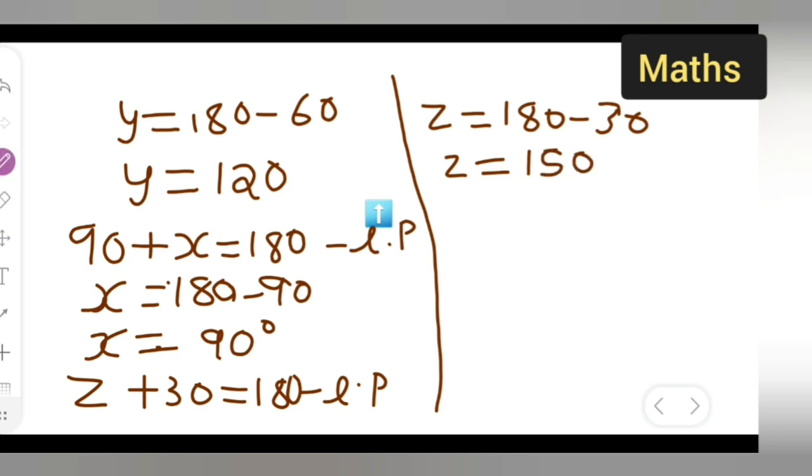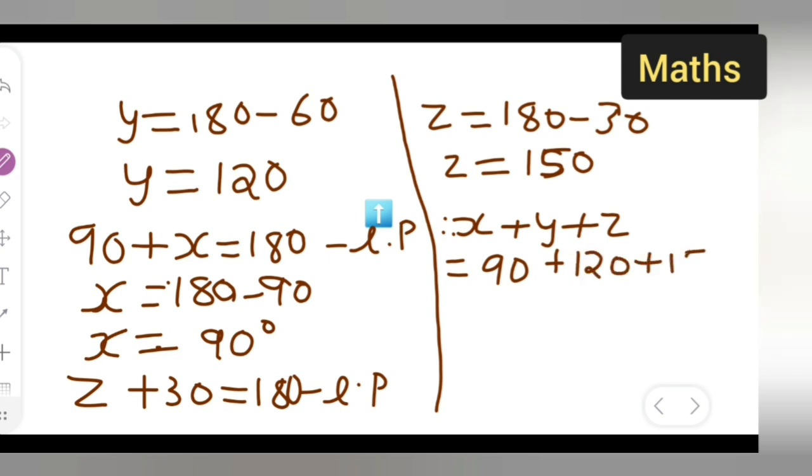Now we need to add all that x. Therefore, you all can say that x plus y plus z is equal to, now what is your x? 90 plus y is 120 plus 150. So if you add all this, what you are going to get is the sum of this, all this 90 plus 120 plus 150 is 360 degree. Okay, so I hope you have understood this problem.